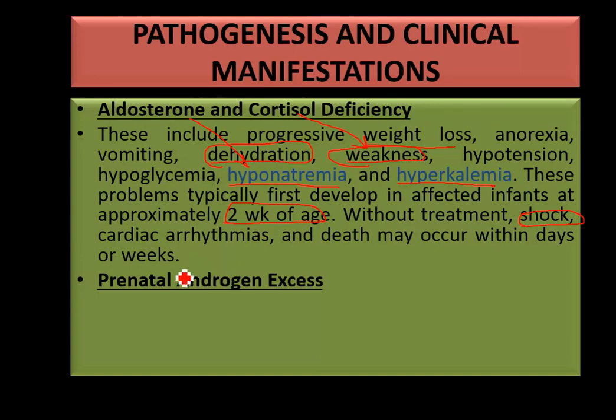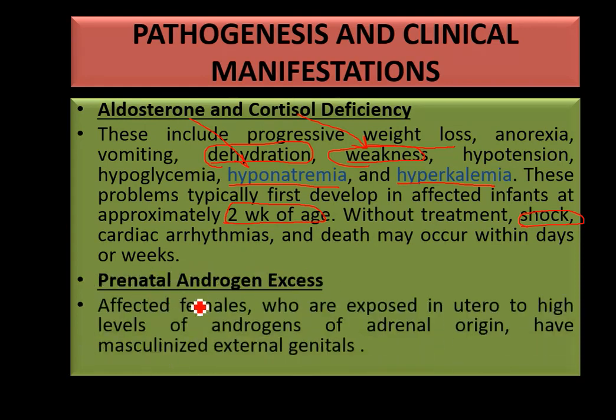So you have to examine the patient, examine the genitalia of the patient to see the ambiguous genitalia to reach the definitive diagnosis. Prenatal androgen excess. Affected females who are exposed in utero to high levels of androgen of adrenal origin have masculinized external genitals.